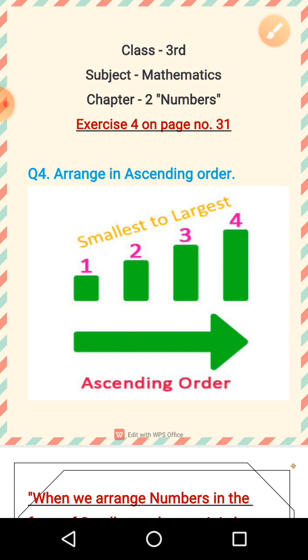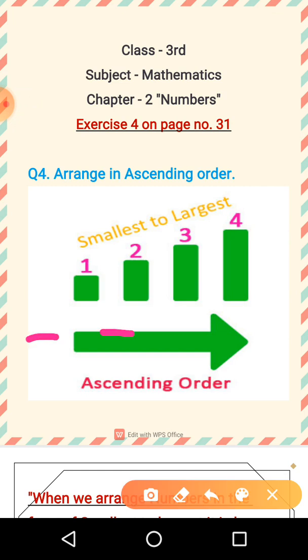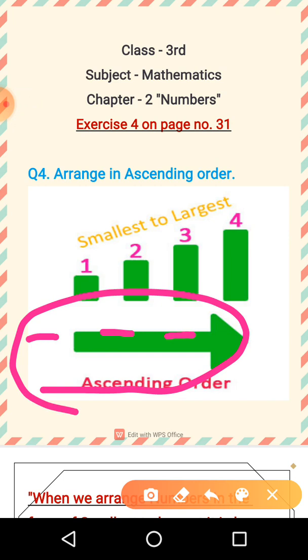This is class 3rd, chapter 2, Numbers. And today we are going to solve exercise 4 on page number 31. So let's start with question number 4, that is arrange in ascending order. In this question, some numbers are given to you and you have to arrange the numbers in ascending order.